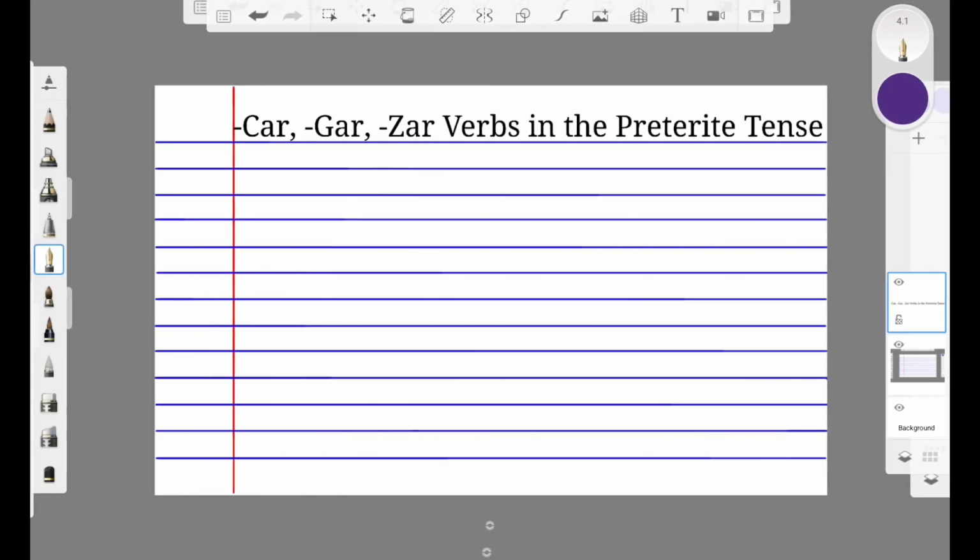Welcome back to Easily Explained, where today we will be talking about car, gar, and zar verbs in the preterite tense. So let's get started.